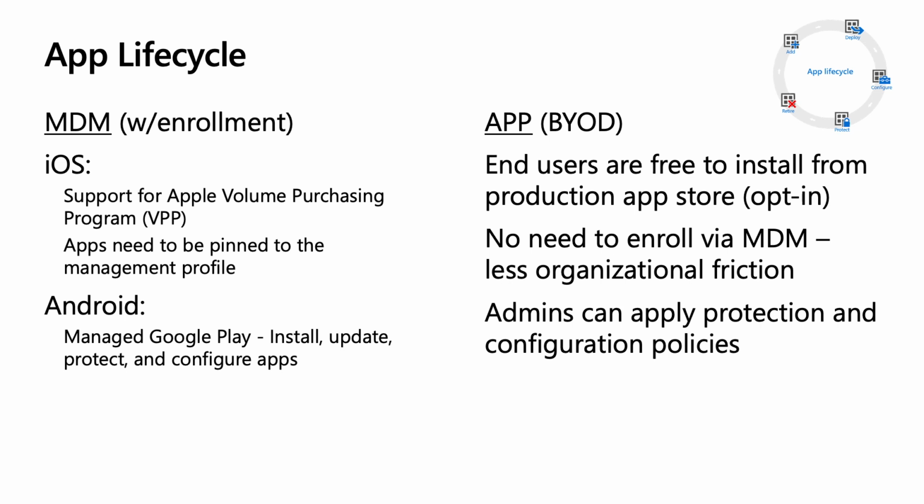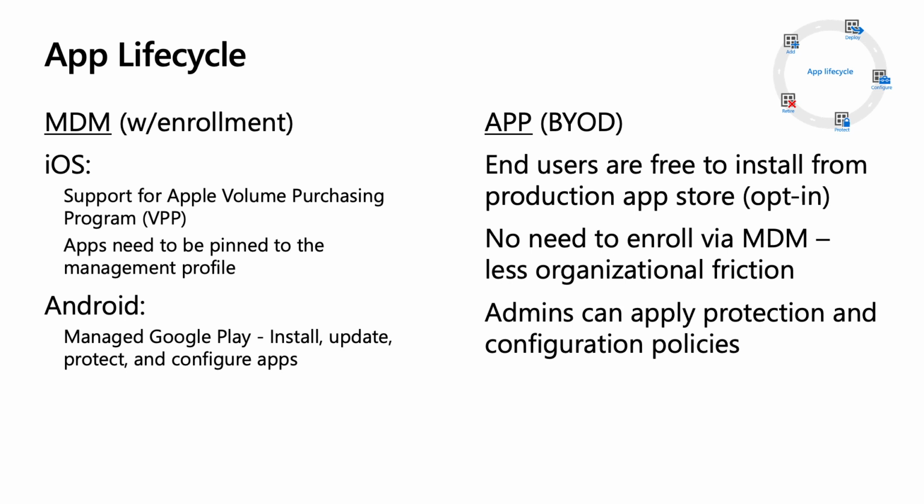On Android, we have a partnership with Google on Managed Google Play, where we have the ability to use the Google Play Store for installing, updating, protecting, and configuring applications accordingly. In the application protection policy workload, specifically BYOD, end users are actually free to install from the production app store as an opt-in model, meaning that if they want to get access to Outlook and not Teams, they have the ability to do so. There is no need to enroll it via MDM, which actually reduces the organizational friction.